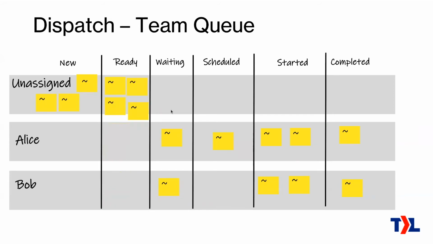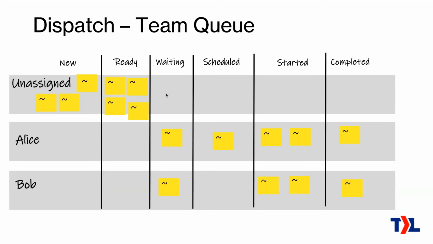Team queue is a little bit different. That's what this looks like. You have only one queue of work here. So when it's in the ready column, it does not get assigned. There's nothing assigned to Alice or Bob in the ready column. It's all unassigned, but it's still ranked. So 1, 2, 3, 4, that's the ordering of the work here.